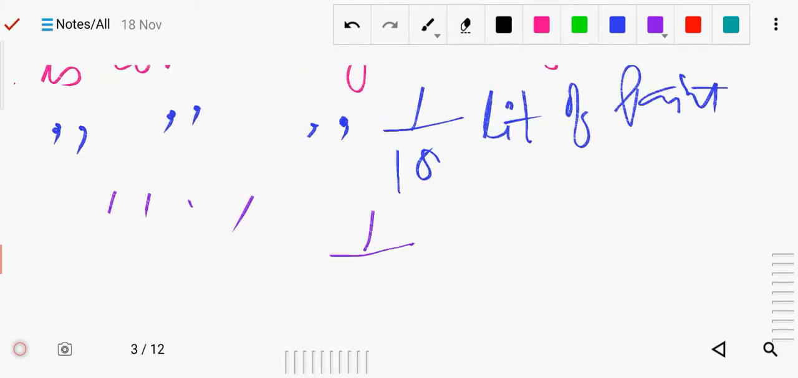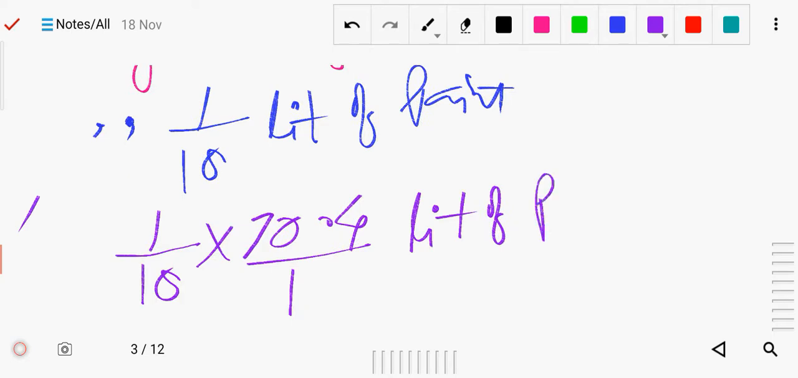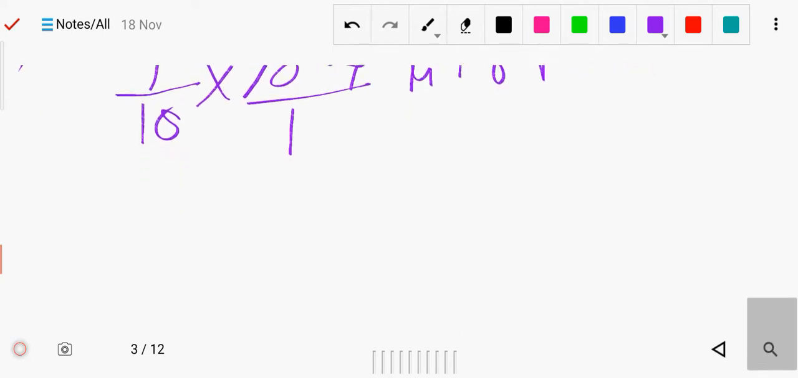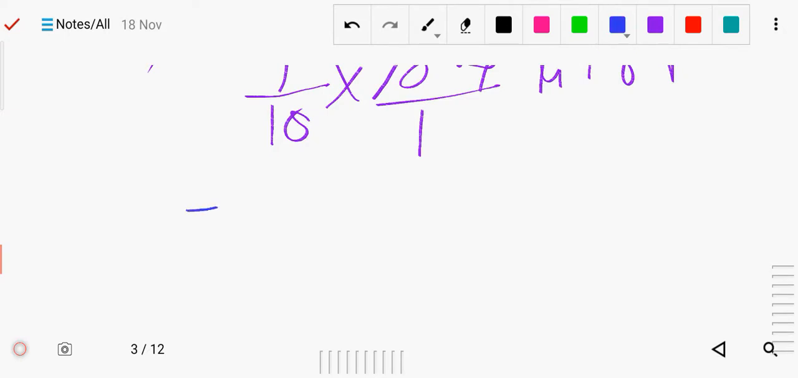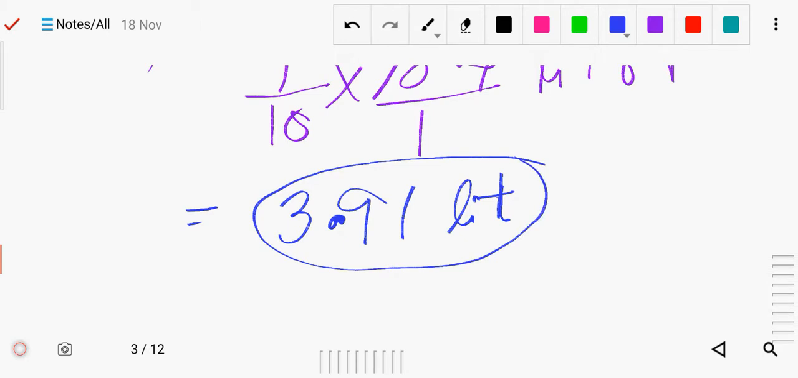So now we can write 1 by 18, and it will be multiplied by 70.4, sorry, 70.4. This is the liter of paint. Now we can solve. Whenever you solve, you can get the answer 3.91 liter. This is the total amount of paint that will be used in one coating, one time painting.